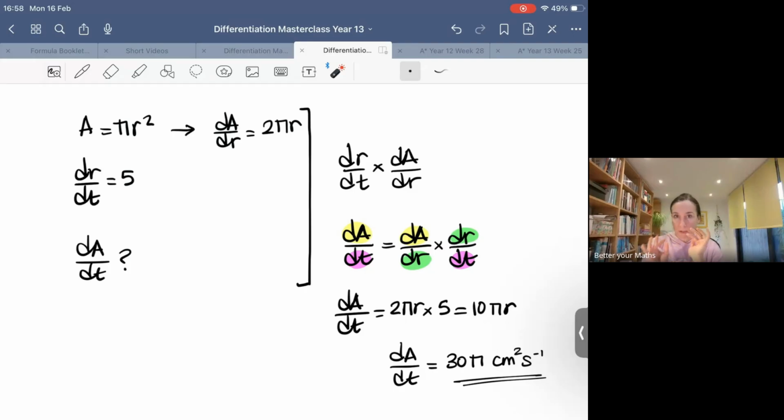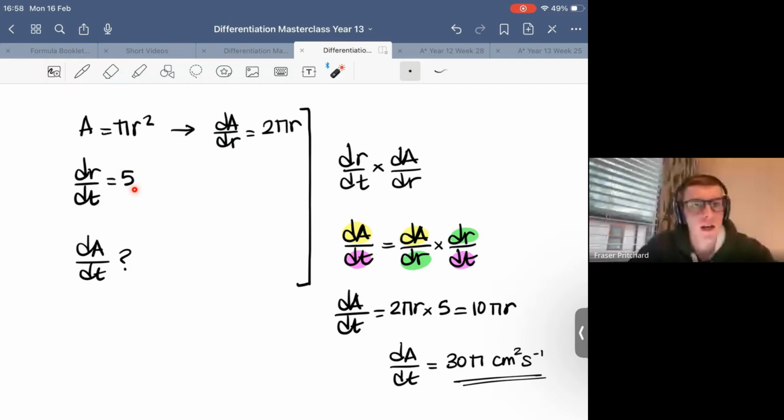Yeah, and you're going to see with one example. So Fraser, you were asking me if you integrate something. Could you not just integrate the dr by dt? But if you integrate that, that would give you r on its own then, wouldn't it? And then you could put that into dA by dt.